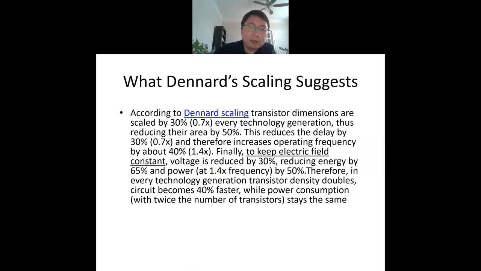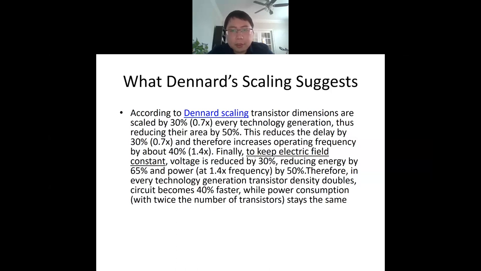So far, this is still Moore's law, right? Moore's law only talks about the transistor count or the dimension of the transistor scale. But next is what the Dennard scaling rule tells you. This reduces the delay by 30%, or let's say 0.7x. Therefore, it increases the operating frequency by about 40%, or 1.4x. So this is one of the indications of Dennard's scaling rule. This is regarding the delay or the frequency of the circuit.